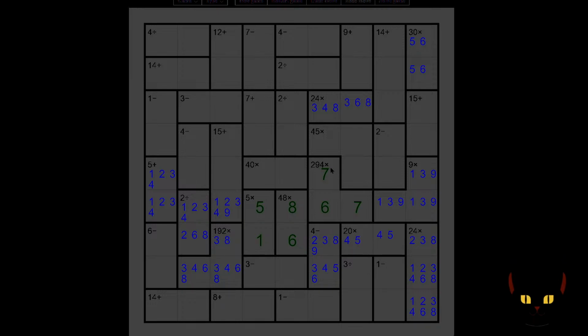But we can't have 7s or 6s. So let's see. 2 goes to 6. 2's not good anymore. 2 goes to 7s. 3 in either of those positions. So it's either 8, 4, or 9, 5. Let's check out.